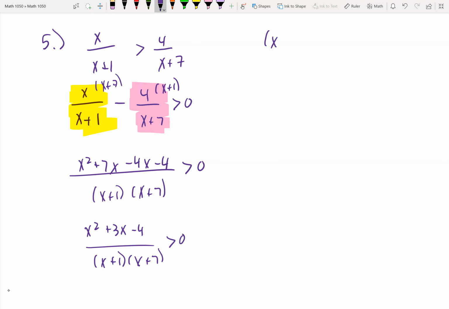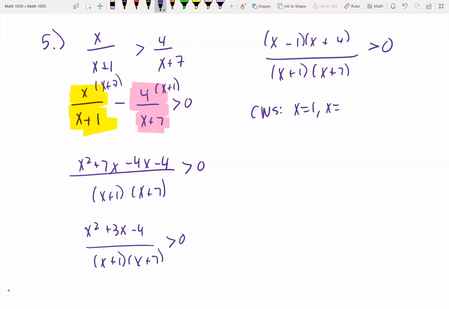Now I'm going to factor the top, so it's going to go to an x and an x. 4 goes to 4 and 1. Signs are different. Biggest is the positive, looks like that. And the bottom doesn't change, okay? So your critical numbers from the top are x equals 1 and x equals negative 4. From the bottom, you have x equals negative 1 and x equals negative 7. So go to your number line, negative 7 here, negative 4 there, negative 1, positive 1.